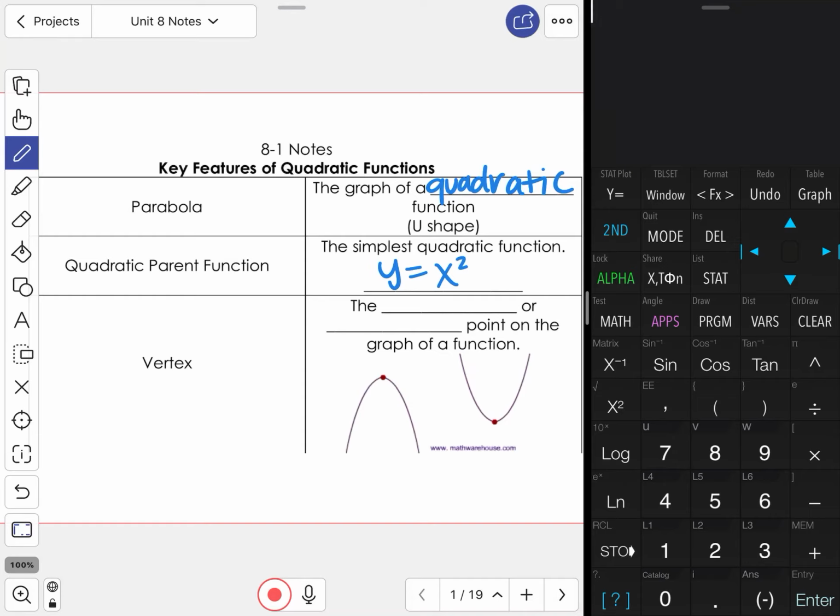Then another feature of a quadratic is a vertex. This is the maximum or the minimum point on the graph of each function. So if it was right here on our graph, that would be the max. And if it was right here on our graph, that would be the min. So there's two different possibilities depending on which way your graph looks when you go to graph it. If it's the lowest point, it's the minimum. If it's the highest point, it's the maximum.